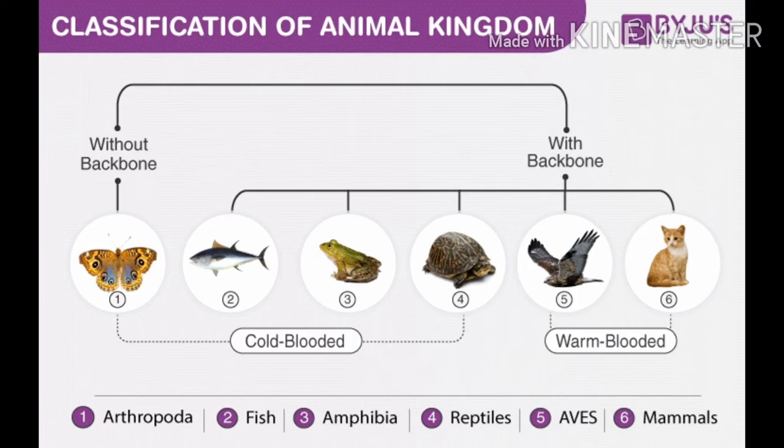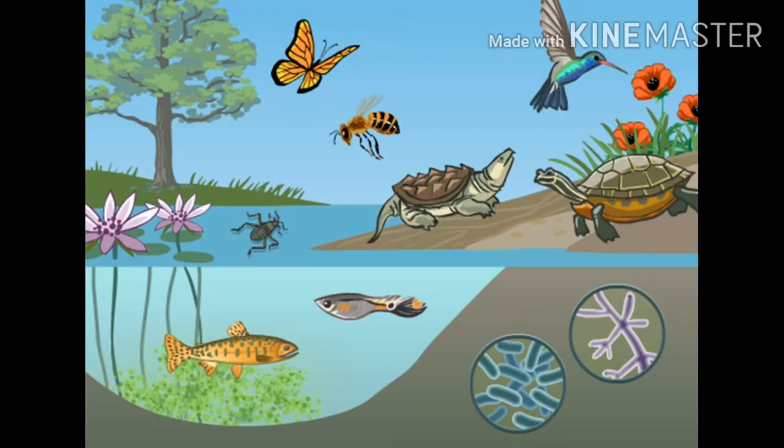All of you know the body of living things are made up of cell. The animals are from unicellular amoeba to huge multicellular giant whale.